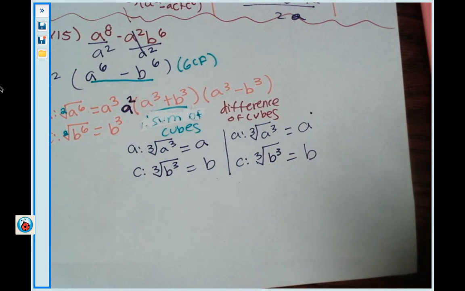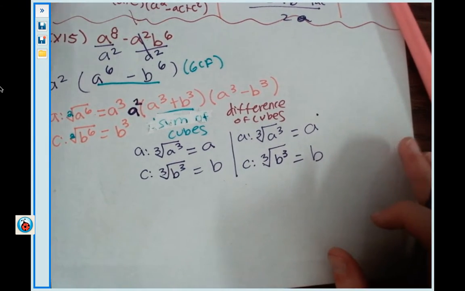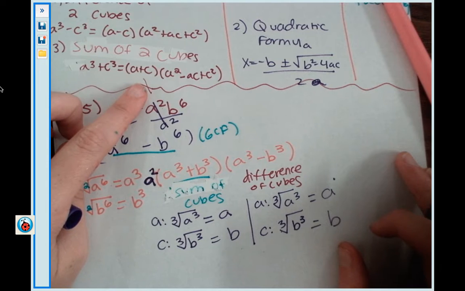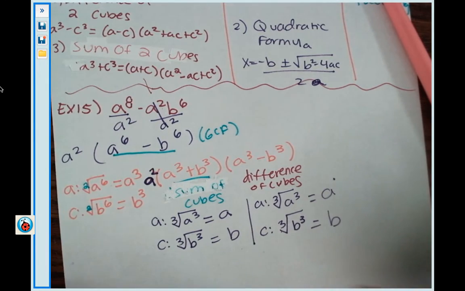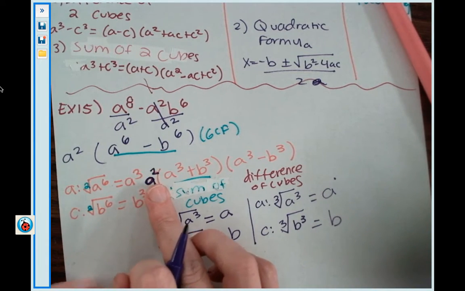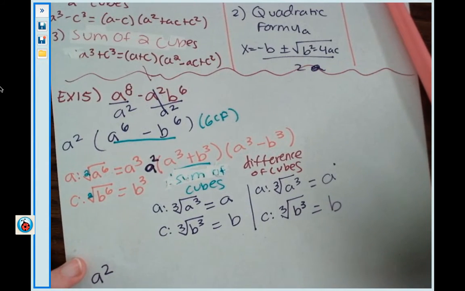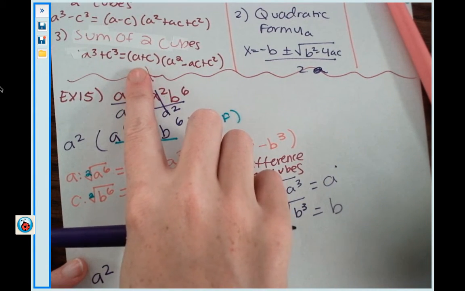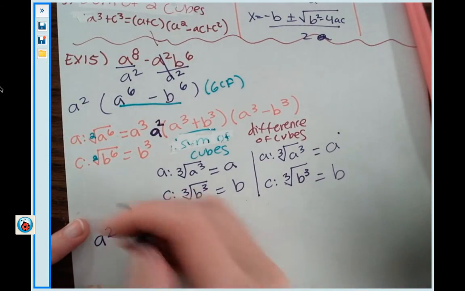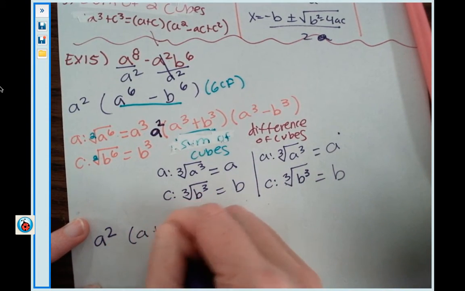Alright guys, after this we just do our formula. So a sum of cubes tells me to add the A and C first. Okay, so first of all though, I'm going to bring down my GCF before I forget it. My A squared I'm going to write first. Okay, it says to add my A and my C first. So I'm going to add the A and the B.